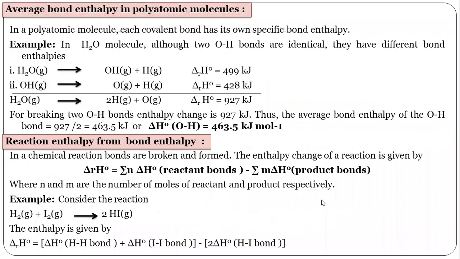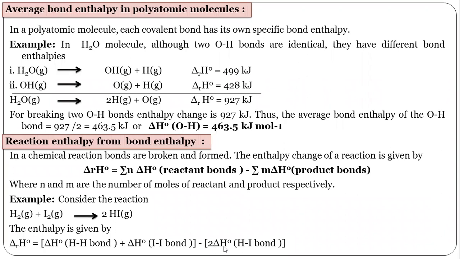So in the numericals, this concept will be clear. One example is given here: H2 plus I2 gives twice HI. The enthalpy is given in this reaction. See what is the formula? Reactant bonds. So delta H naught, the HH bond is broken here. In the reactant, H2 is given. So the enthalpy of the HH bond plus the enthalpy of the II bond minus 2, because the number of moles is considered here, 2, 2.